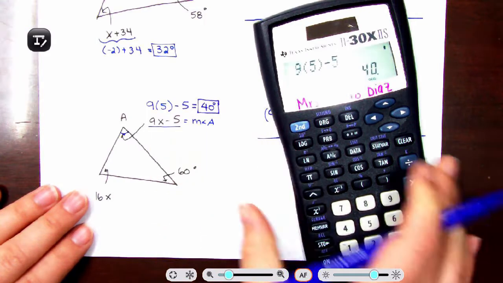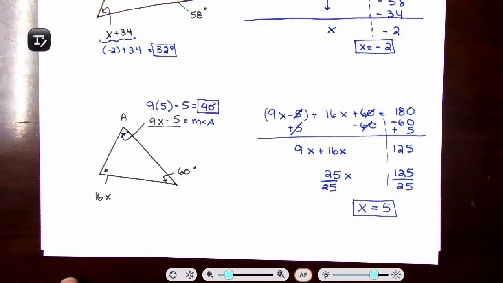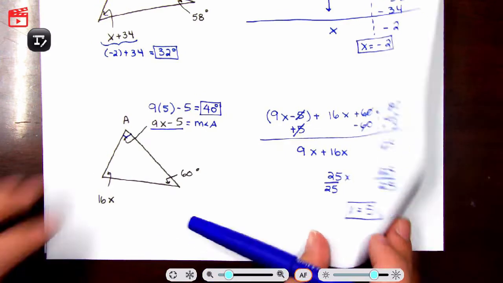40 what? Kittens, puppets, puppies. What are we doing? We're doing degrees. So this is 40 degrees. All right, let's go ahead and move on.